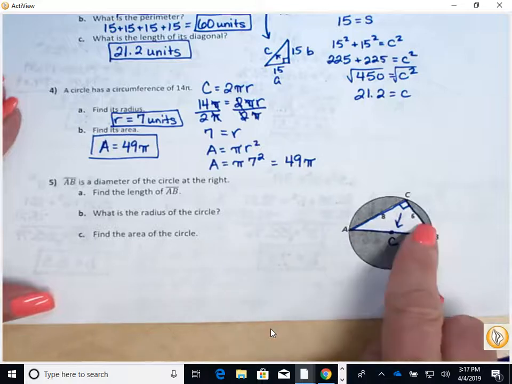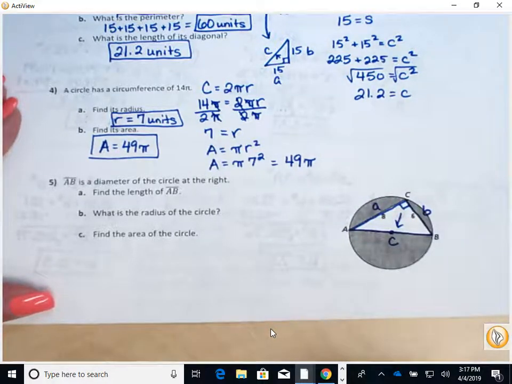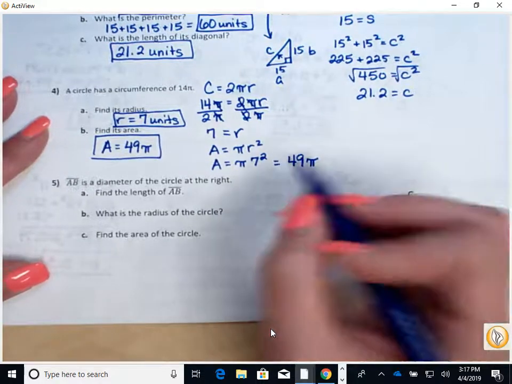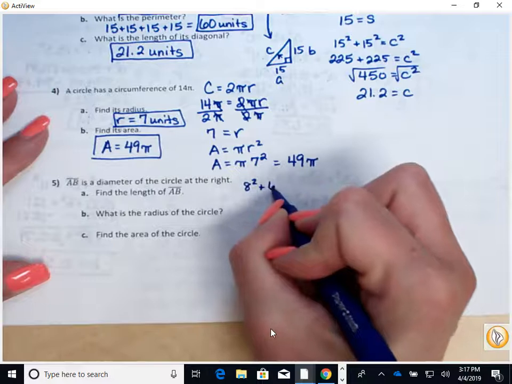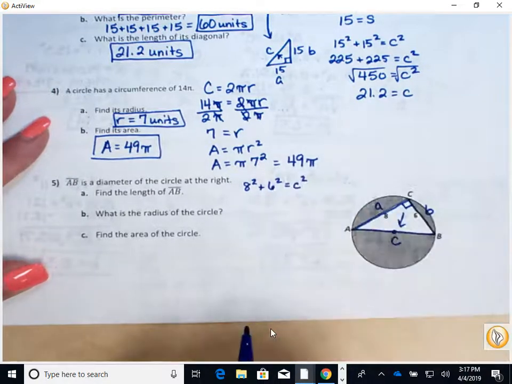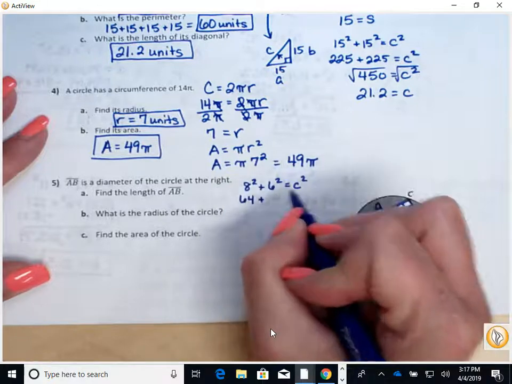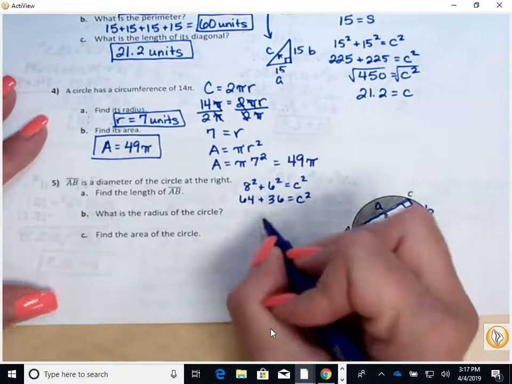So I know my two legs, so I know my A side, I know my B side, I've got to find my C side. So we're using the Pythagorean theorem on that. So we've got 8 squared plus 6 squared equals C squared, and C is the side we're trying to find. 8 squared gives me 64. 6 squared gives me 36. When I add those together, I get 100.